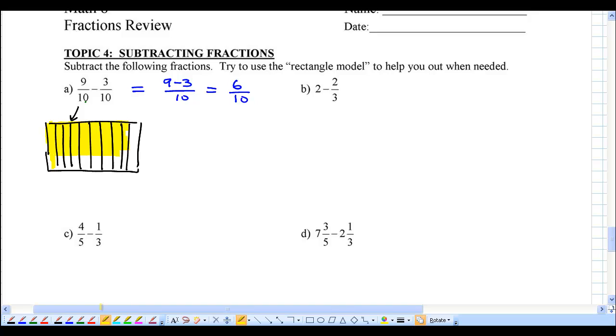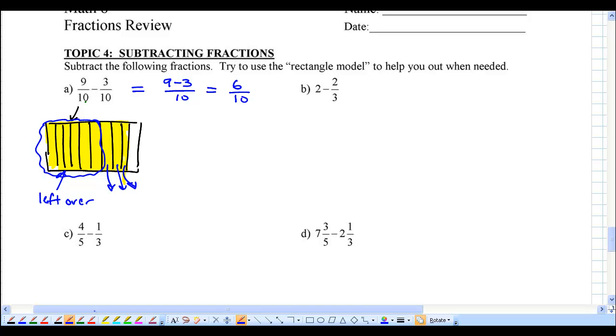Okay. Now, when I'm taking away 3 of them, I'm just saying let's take away 3. Let's get rid of this one. So remove, remove, remove. And what's left over? Of course, this is what's left over. That's our answer. So it's 6.